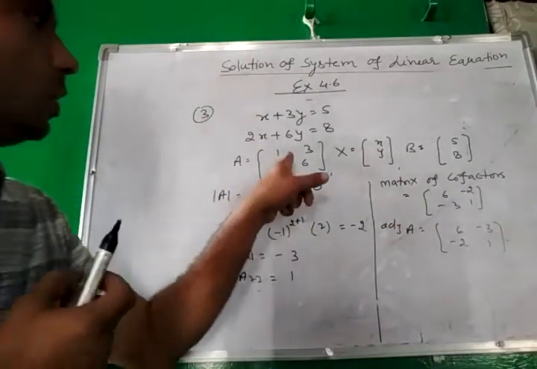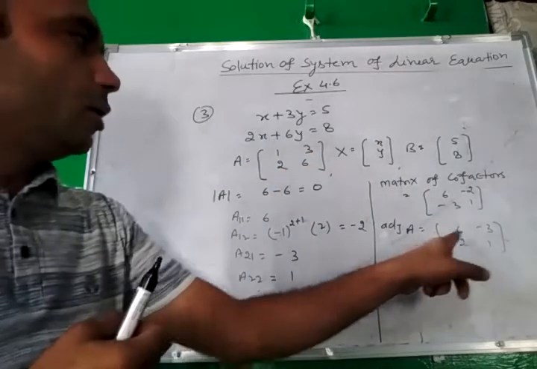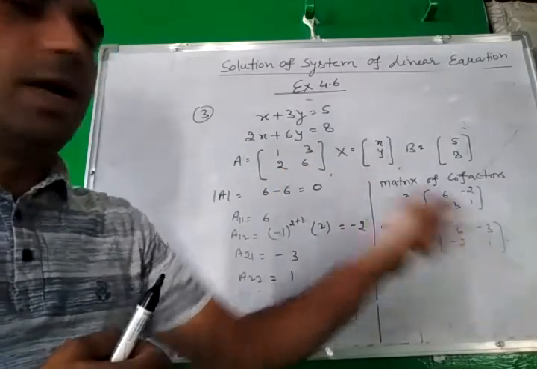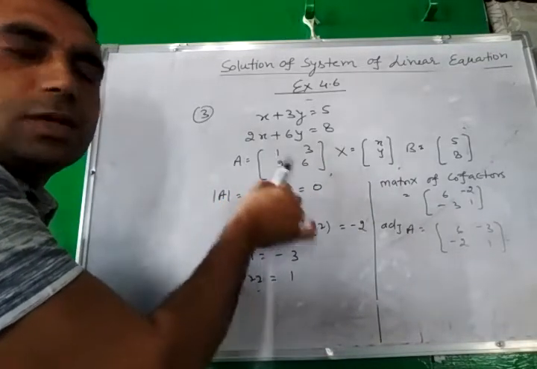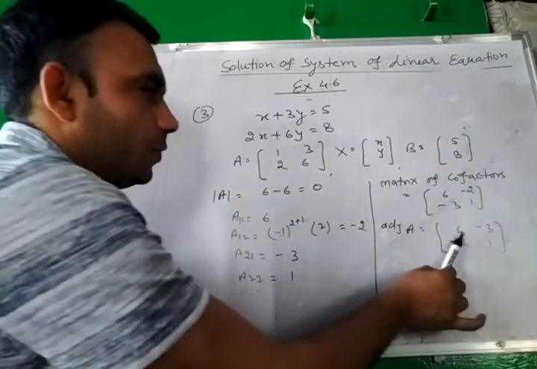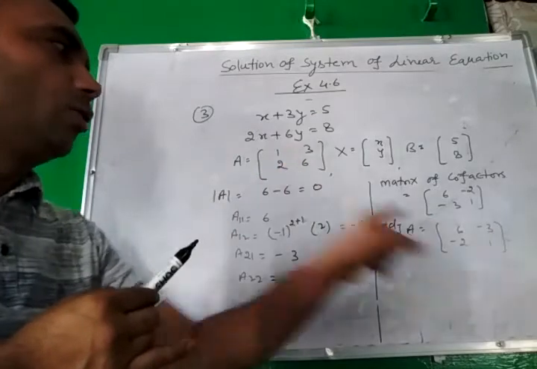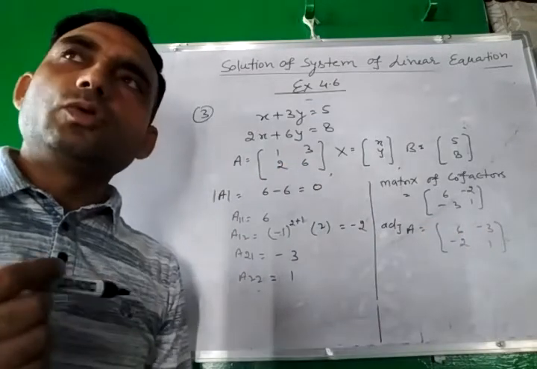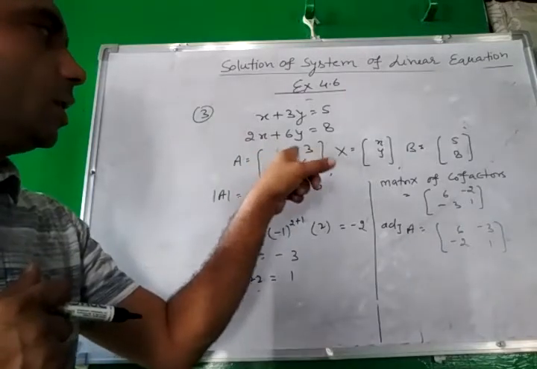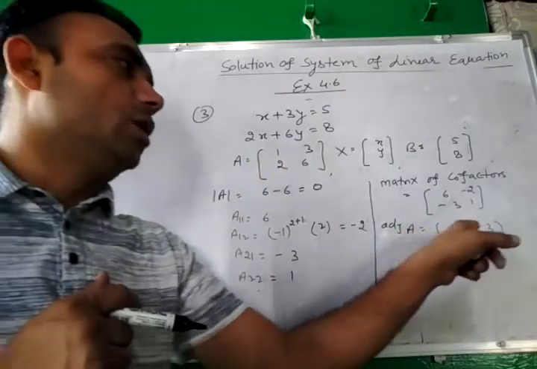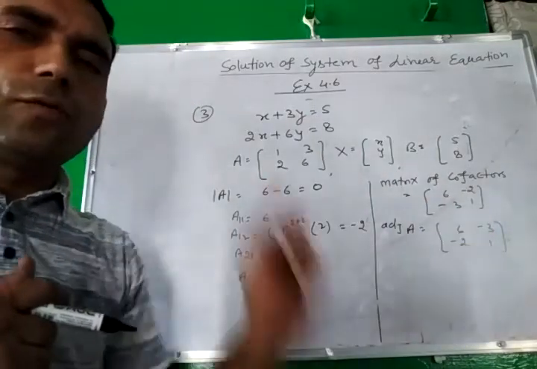Now look at the matrix 1 3 and 2 6, and the adjoint 6 minus 3 minus 2 1. These elements are interchanged. Diagonal elements are interchanged, 1 and 6, 6 and 1, and non-diagonal elements have changed their sign. These are positive, these are negative. So we can directly write the adjoint by interchanging the diagonal elements and changing the sign of the non-diagonal elements. This is adjoint of A.